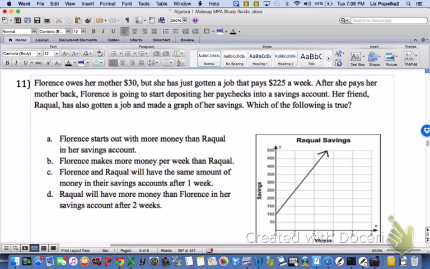For number 11, we've got a little real-life situation here. We need to figure out which one of these statements is true. So Florence owed her mother $30, but she gets a job that pays $225 a week. And her friend has also gotten a job, and her savings are represented by this graph. So we have to figure out which one is actually the true statement. So let's see. A, Florence starts out with more money than Raquel.